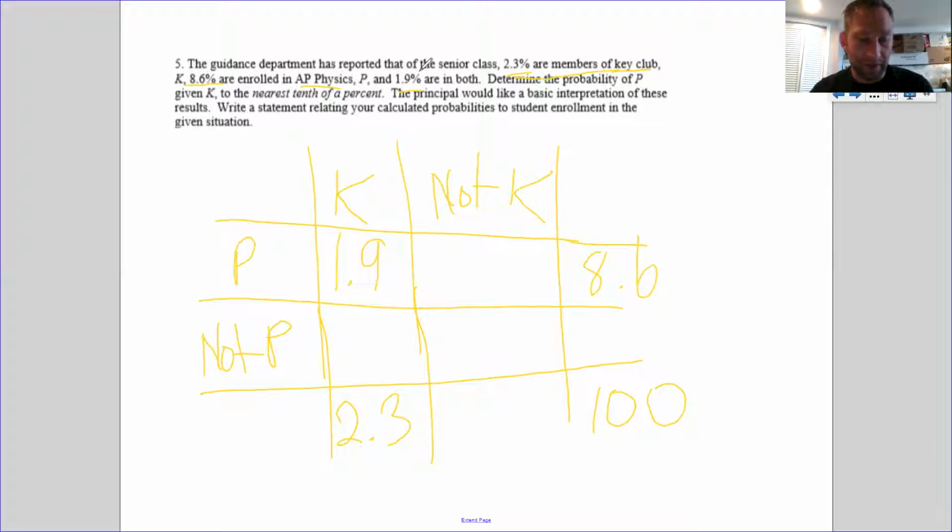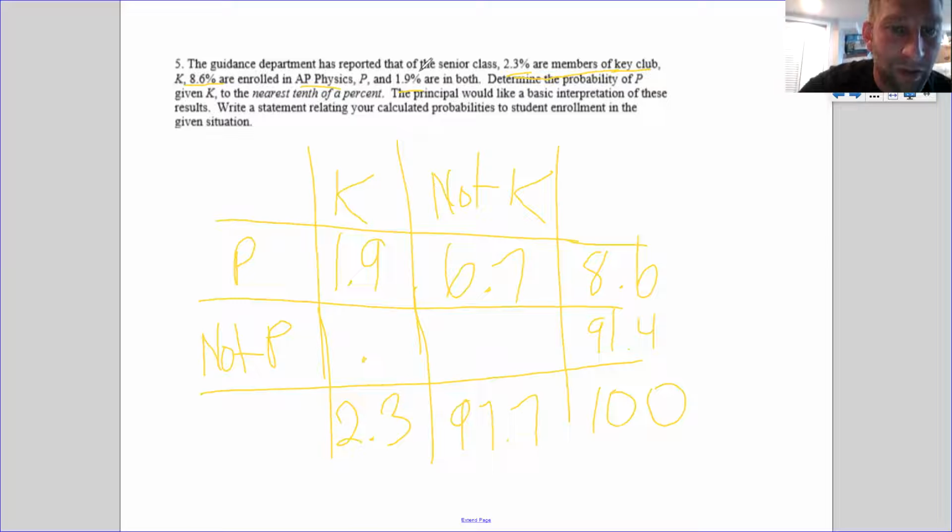I'm going to use my own calculator that I have here. I don't think you need to see my subtraction. I subtracted 8.6 and 1.9. I'm going to subtract 100 and 8.6. That gives me 91.4. I'm going to subtract 100 and 2.3. That gives me 97.7. I'm going to subtract 2.3 and 1.9. That gives me 0.4. And then I'm going to subtract 97.7 and 6.7. And that's 91.